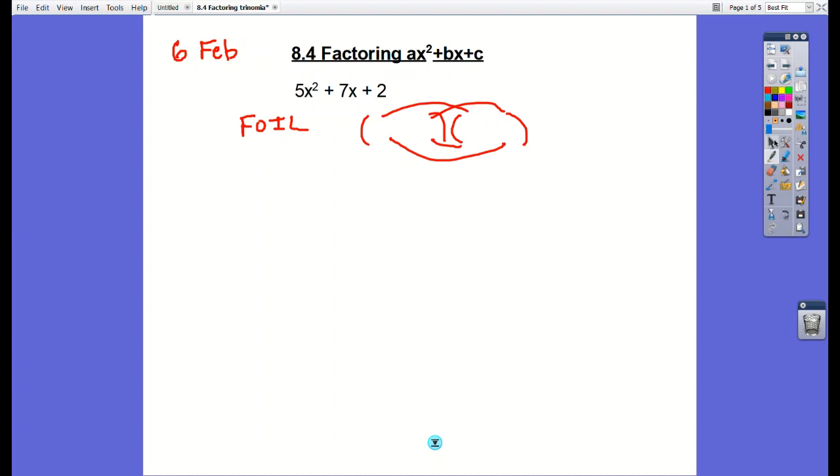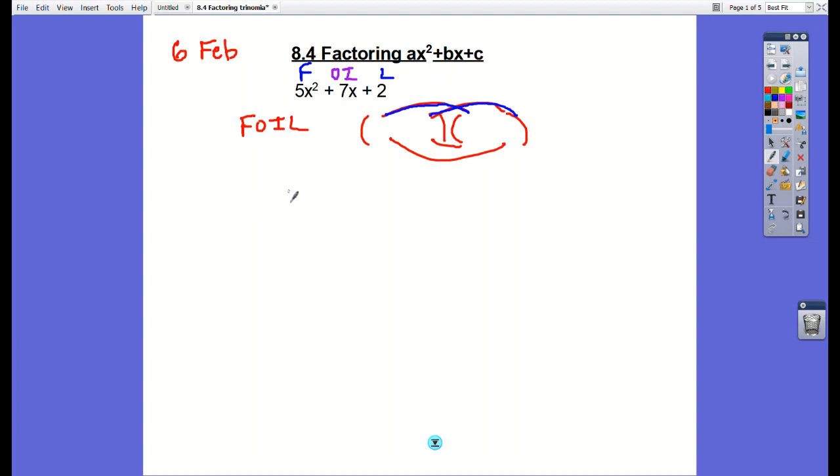So if you're looking at this polynomial, the 5x squared comes from the F part in FOIL, right? That's the first. And the 2 comes from the L part in FOIL, the last being multiplied together. So we have our first, and we have our last. And then the 7x comes from the O and the I in FOIL, right? So what we want to do is reverse FOIL and come up with a factored answer.